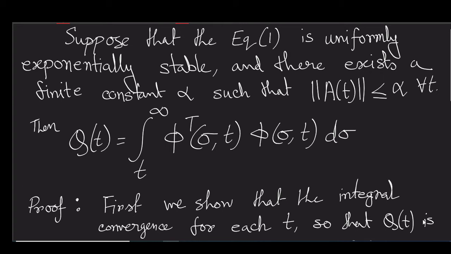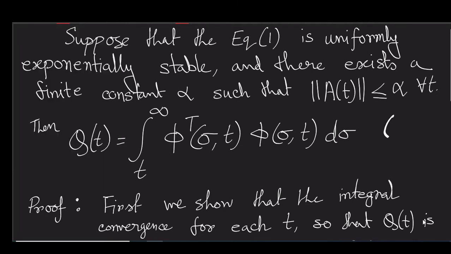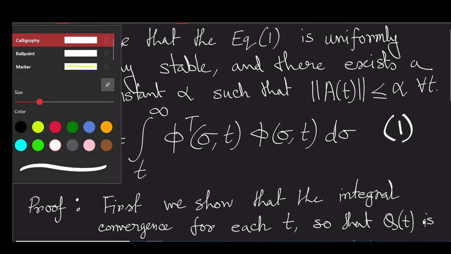Then we can write Q t is equal to this. The quadratic, the symmetric matrix that we are going to construct in this way, can be written in this manner, and this is going to satisfy all the requirements of our original equations 9 and 10, and together with the hypothesis of that theorem, it is going to satisfy that. Let this be equation number 1.